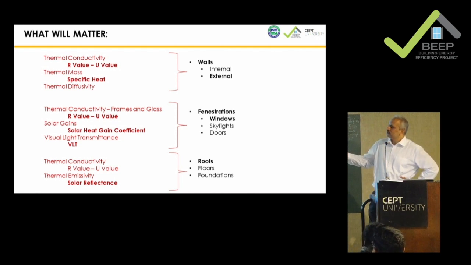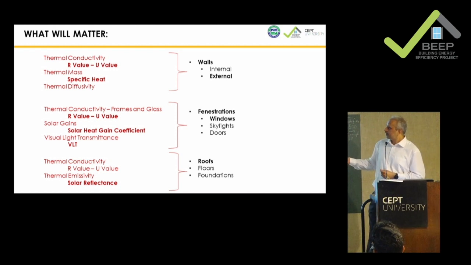The parameter which impacts here is the conductivity, how much heat transfer takes place, or how much rejection of heat. Then thermal mass, the specific heat of the material, whether it's a brick or concrete, who can store more heat? Mud, who can store more heat? And the diffusivity of it.